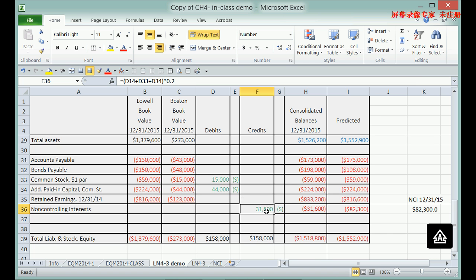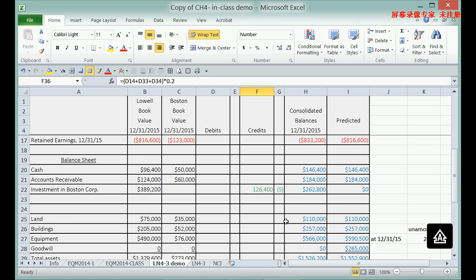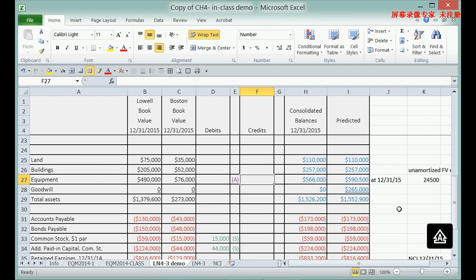By 20%. So 80% goes to the investment, 20% goes to NCI. We move to the A entry. The A entry allocates the assets, in specific assets, to the subsidiary. So we start with the equipment. Now remember, the A entry for the equipment should be the unamortized fair value excess up to 1/1, because we need an E entry to take care of this year's amortization.